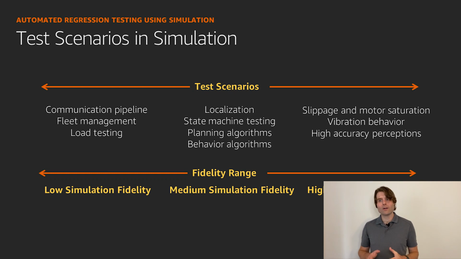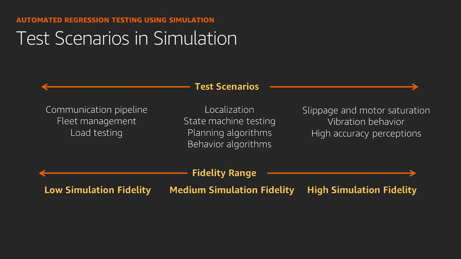When scenarios require a physics engine to test real-world conditions, 3D simulators like Gazebo are a good option. Today, running Gazebo-based simulations in RoboMaker is particularly well suited for medium fidelity simulations to test things like localization, planning, and behavior algorithms. Finally, high fidelity simulations are required when your test scenarios include things like vibration behavior, slippage, and motor saturation. Robot application development and testing will likely include multiple types of simulations and simulation tools for different types of scenarios.